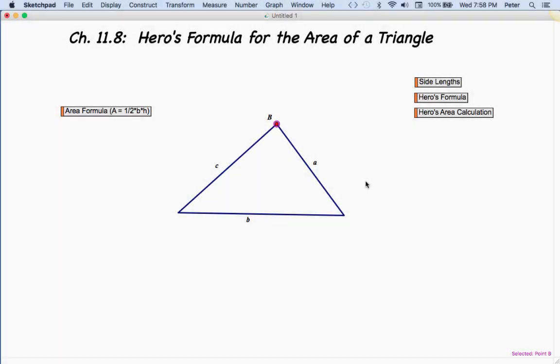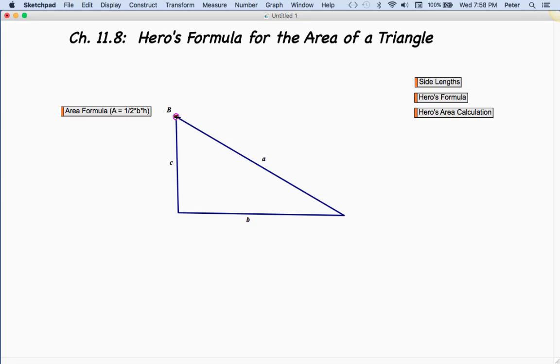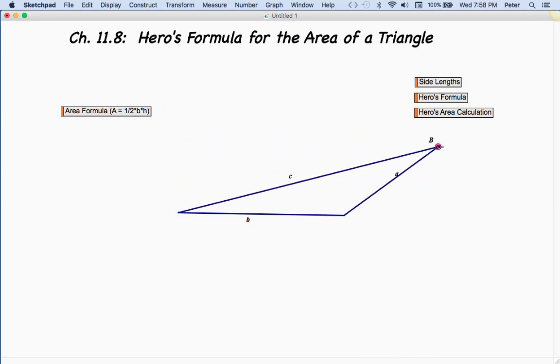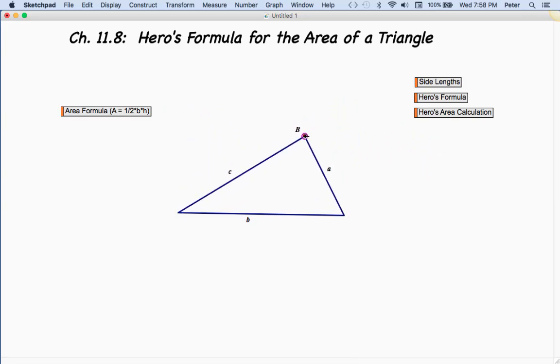Hero's formula is a method of finding the area of a triangle that works for any triangle. Doesn't need to be a regular triangle, doesn't need to be a right triangle. It can be any old obtuse triangle or just a plain acute triangle. And it's based on the lengths of the sides.